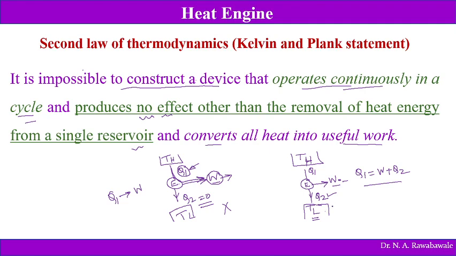So this is the second law of thermodynamics. According to the second law of thermodynamics, the Kelvin-Planck statement says that it is impossible to develop a machine which produces continuous work by exchanging heat with a single reservoir. Single reservoir means whatever amount of heat energy it absorbs cannot be converted 100% into work. In other words, it is possible to develop a machine which will convert part of the heat energy into work and part of the heat energy is rejected to the body at lower temperature.